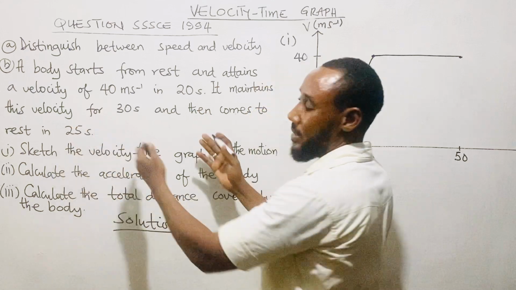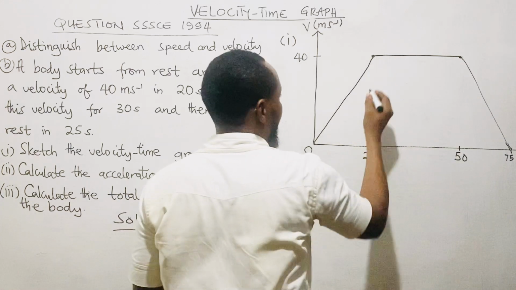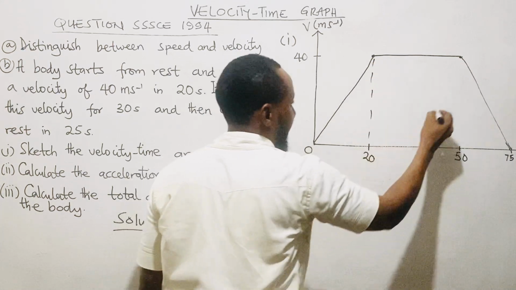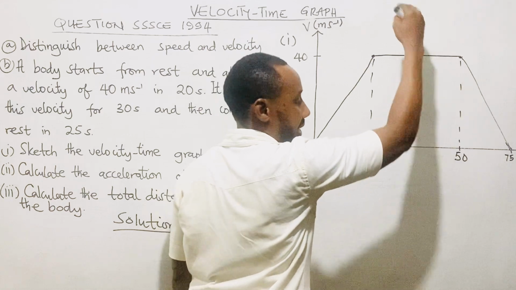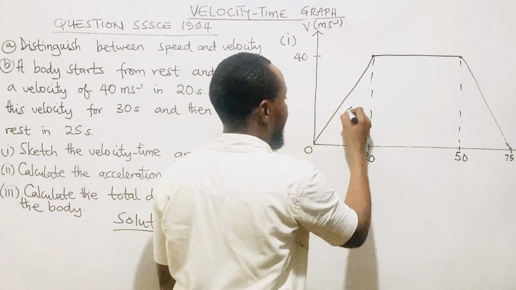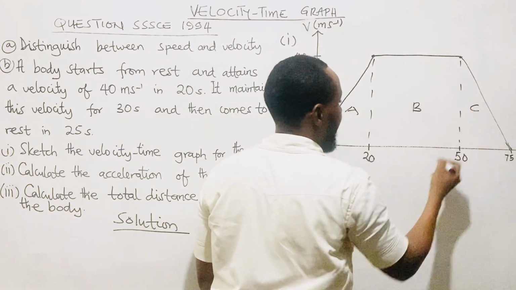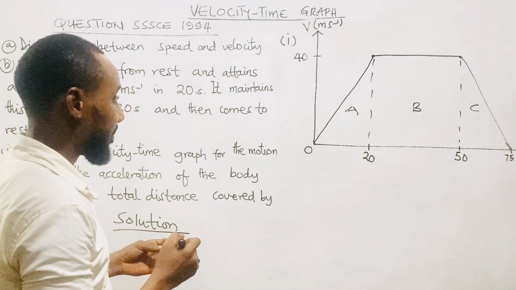And then it finally comes to rest in 25 seconds. So we look for 25 seconds. We don't write the 25 seconds, we add the 25 seconds to the 50, and that gives us 75. And then from there, we join. Okay, so now this is where the object is. So we have 3 sections: the initial acceleration, the constant velocity, and then the deceleration, retardation, or the negative acceleration. So we have section A, section B, and section C. So this is the velocity time graph. Very simple.